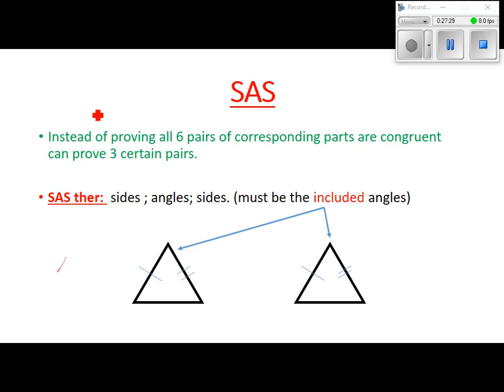And the first one that they figured out was if you have a pair of sides, a pair of angles, and a pair of sides. Side, angle, side. So this is called the side, angle, side theorem. Some books have side, angle, side as a postulate instead of a theorem. I'm not sure why. Some books call it a theorem, some books call it a postulate.